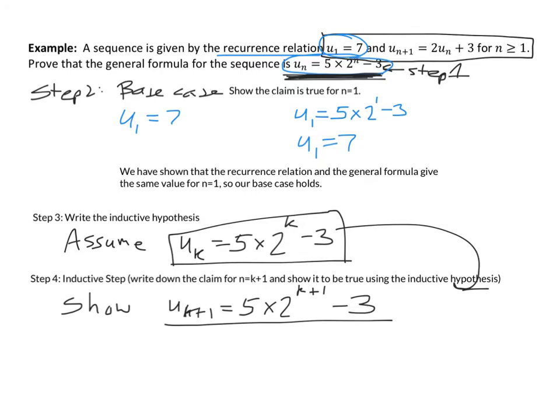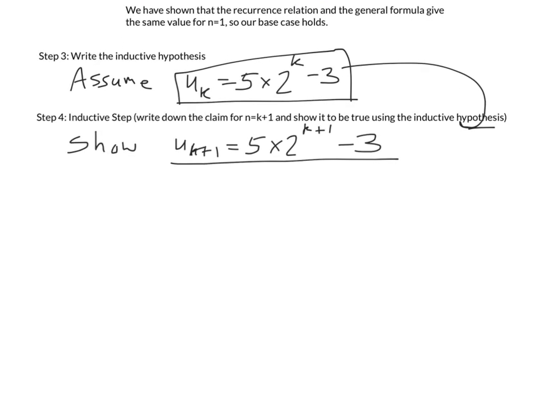Now, again, just like we did in the previous lesson, we're not really going to work with both sides of this thing. Instead, we're going to work with the left side, and we're going to work on changing it into the right side. Now, remember from the beginning of the problem, we know our recurrence relation. We know that u sub n plus 1 is supposed to equal 2u sub n plus 3. I don't need to prove this. This was given to me in the problem. This is the recurrence relation, right?